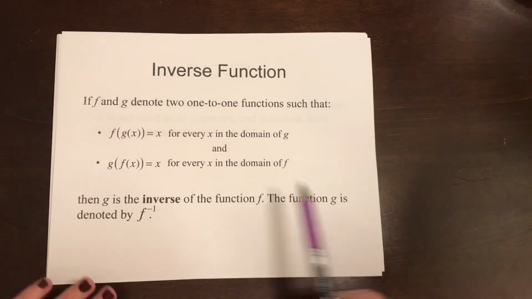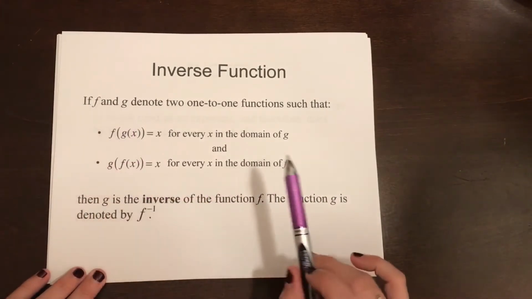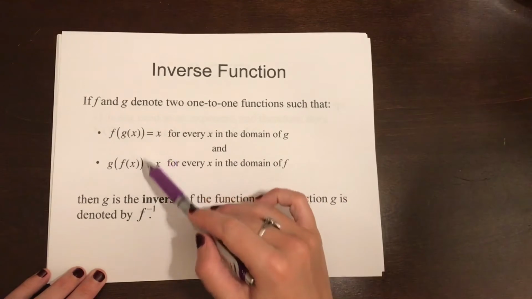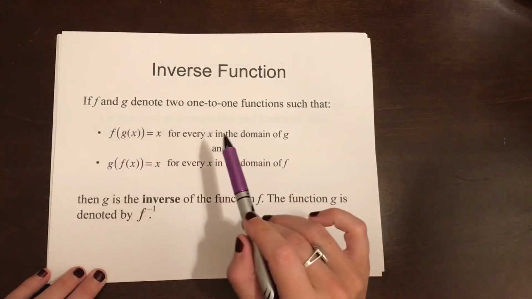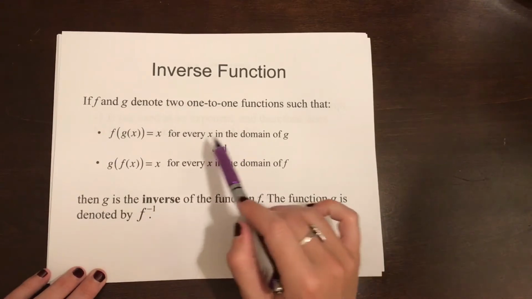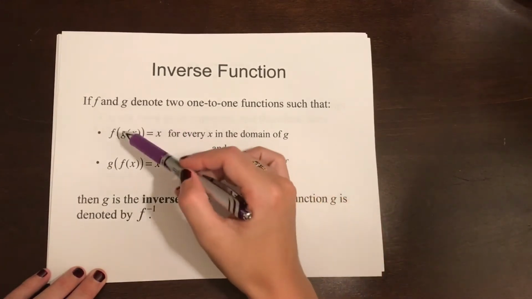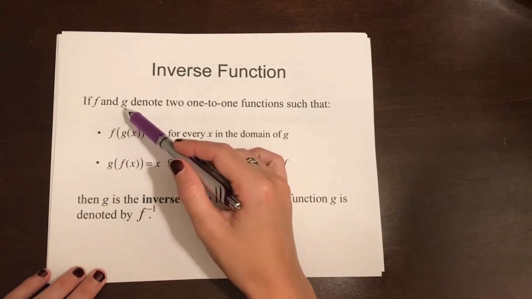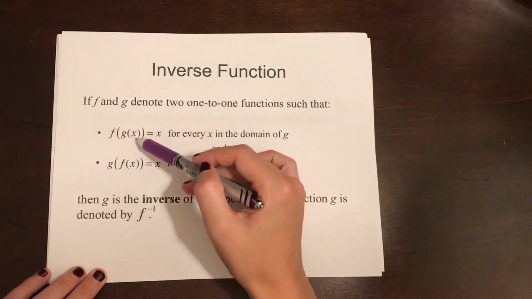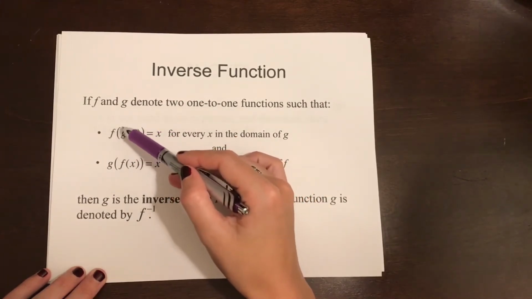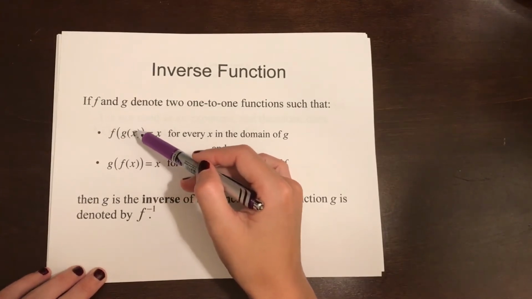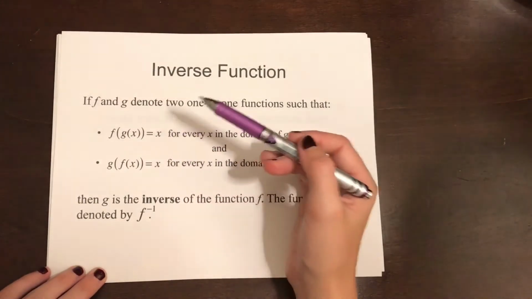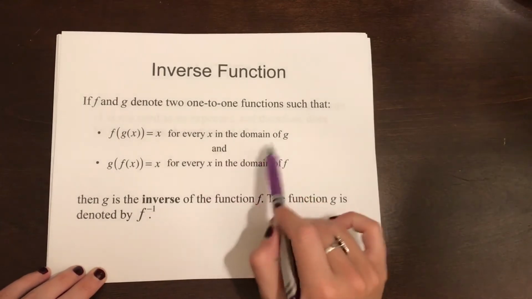Okay, so let's say the functions f and g are two one-to-one functions that are inverses of each other, then these two statements will be true. So f composed with g will be equal to x for every x in the domain of g. And that's because you're evaluating the function f at all of the y values of its inverse, which is the function g. So that should simplify down to x, for every x in the domain of g.